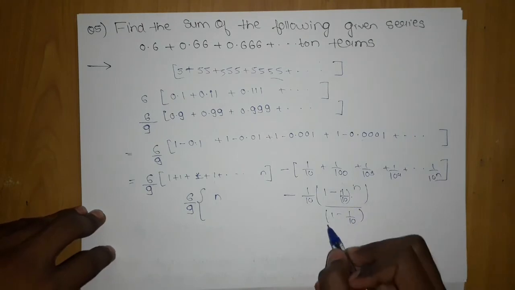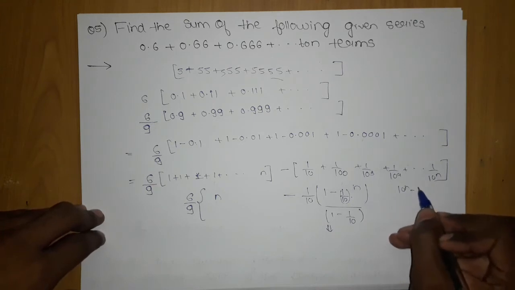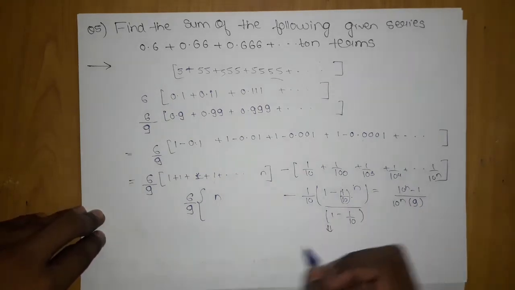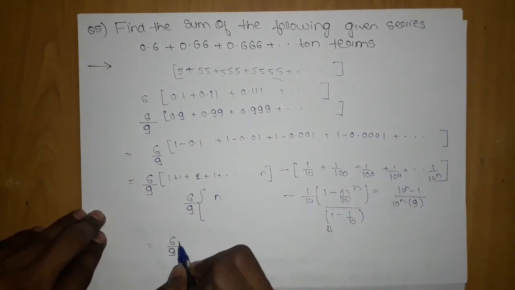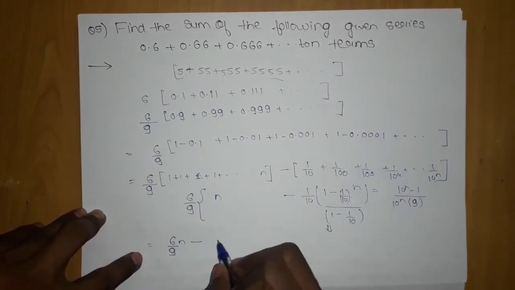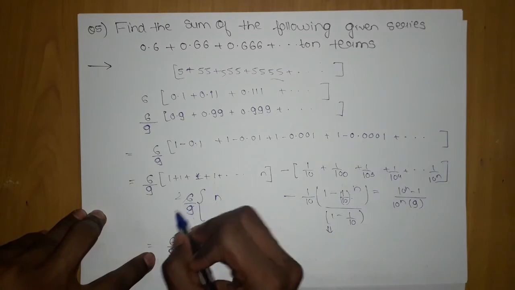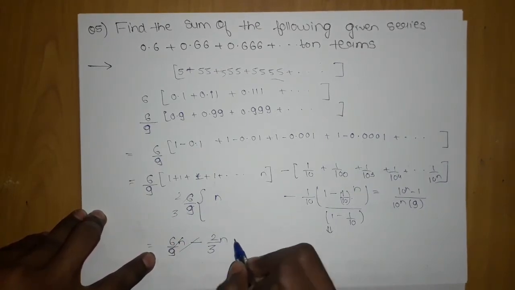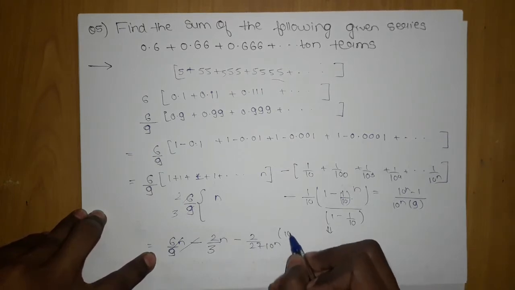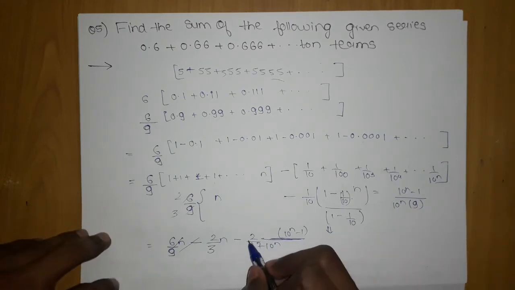How will I modify this? The 10 will cancel out, you know this, and 10 minus 1 will be 9. So it becomes 10 power n minus 1 upon 10 power n, into 9. This is the modified form of this whole thing. Then what is my final answer? 6 by 9 into n minus this. We can cancel it out, which makes my calculation simple. 6 by 9 is nothing but 2 by 3. So the final answer will be 2 by 3 into n minus, 3 nines are 27, so 2 upon 27 into 10 power n minus 1 upon 10 power n. This is my answer.